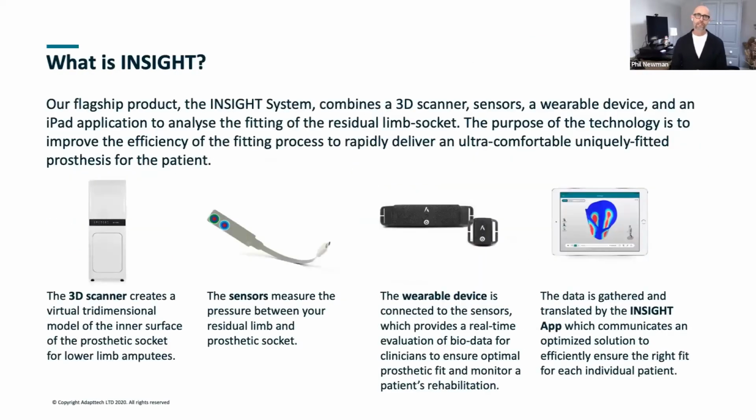But to give you some familiarity of the system, we have four parts to it, which are 3 hard and 1 soft, effectively. We have the 3D scanner, which provides a tridimensional image of the inside of the socket. We have the sensor or biosensor, which goes inside the socket and is scanned as part of the scanning process. And they remain in the socket while the patient is wearing their socket. And likewise, we then have the wearable, the device that then transmits all of that very important data from those sensors over to the app.